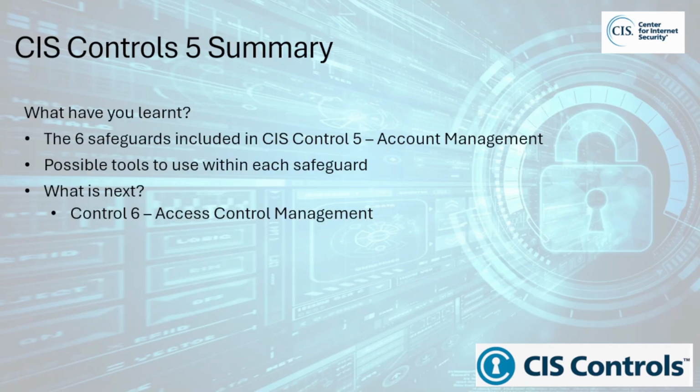In this lesson, you have learnt the 6 safeguards included in CIS Control 5, Account Management, the implementation group of each safeguard, and possible tools to use within each safeguard. In the next lesson, I will take you into Control 6, Access Control Management, including the recommended safeguards in this control, the implementation group of the safeguards, and some recommendations on tools that you may use to help to implement the safeguards.